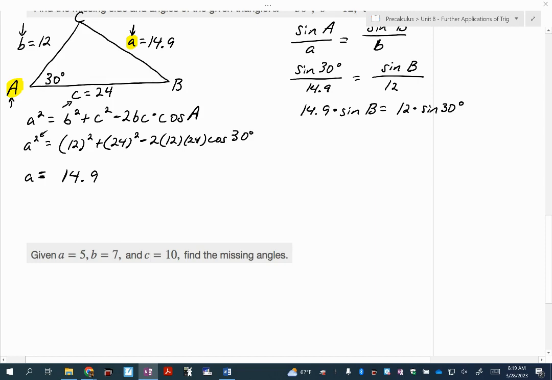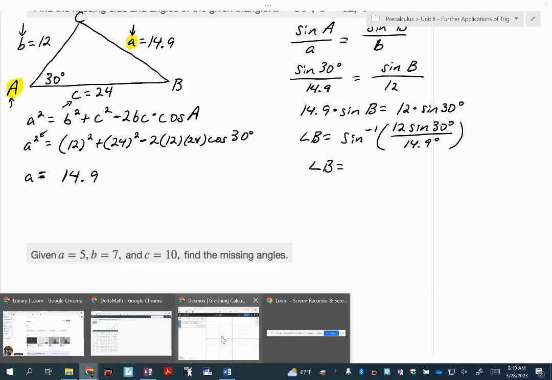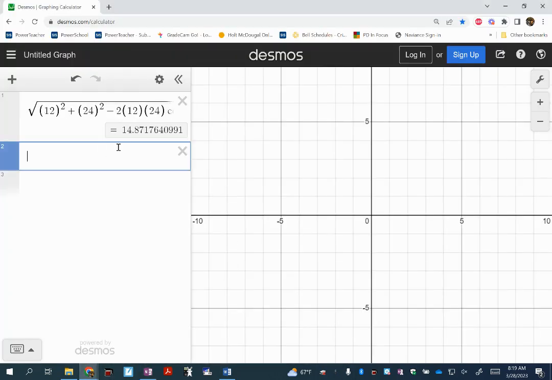I'm going to first move this 14.9 over to be in the bottom, but then to get angle B by itself, I'm going to need to do sine to the negative first power of that fraction, which we practiced last lesson with the law of sines. So this will give me angle B. Again, when you're doing this, I'm not that concerned about the rounding part, but technically if you really wanted to, wait till the end to round, you should really use this whole thing. But if you use 14.9, I'm really not concerned about it.